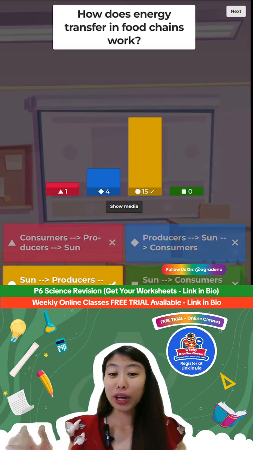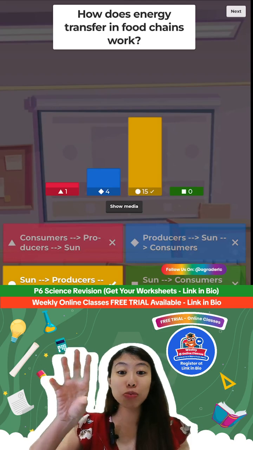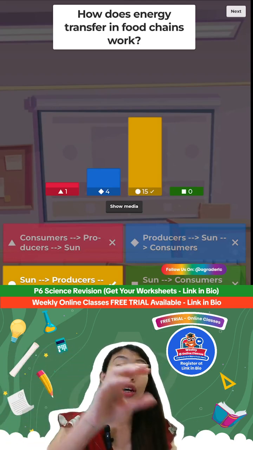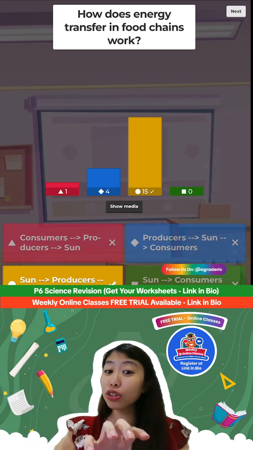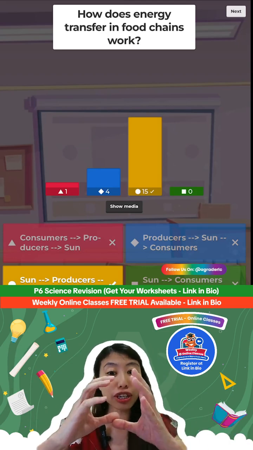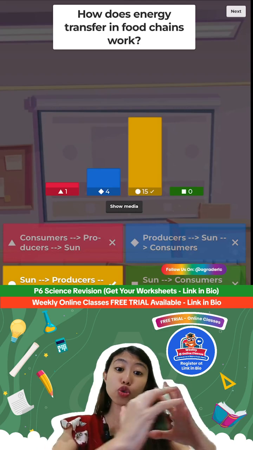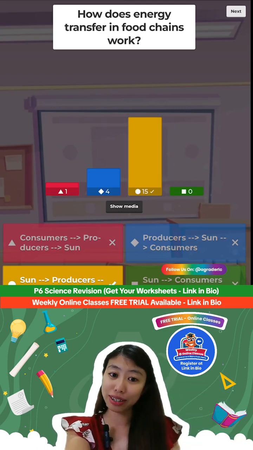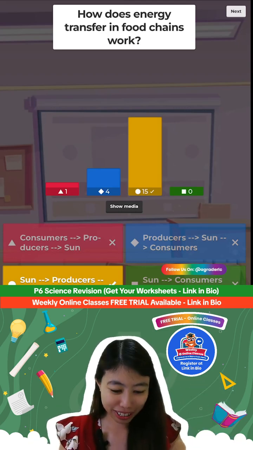It's yellow. Light energy from the sun is passed on to the plants. The plants use light energy to make food. Then the energy of the plants is transferred to the consumers that eat the plants. Okay, very good.